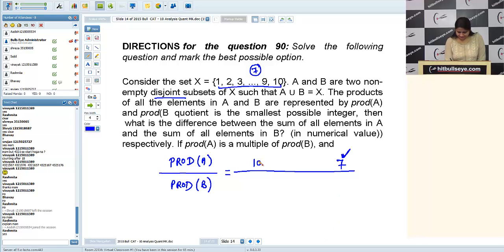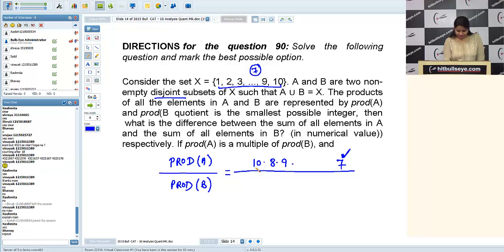So if we take random numbers, let me take 10, 8, 9. Now for 10 we can use 5 and 2 here. For 9 we can use 3 and 6. You can take 1, 3 from here, 1, 3 from here.